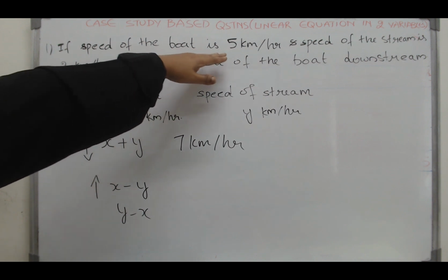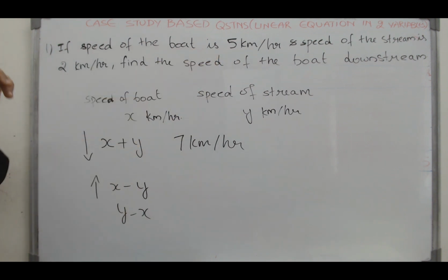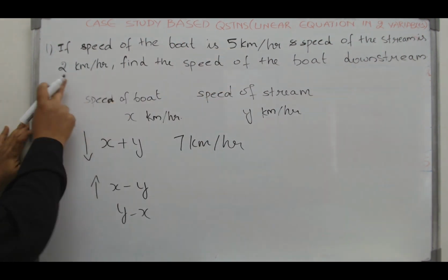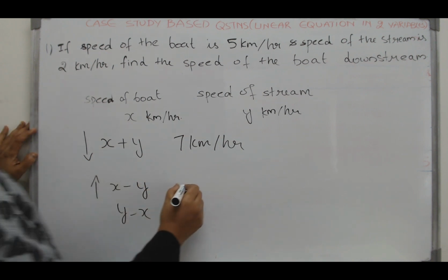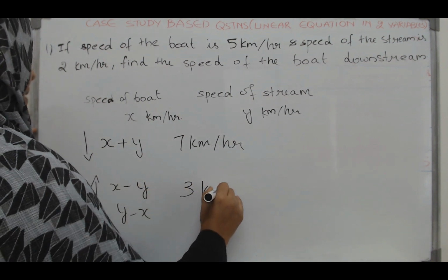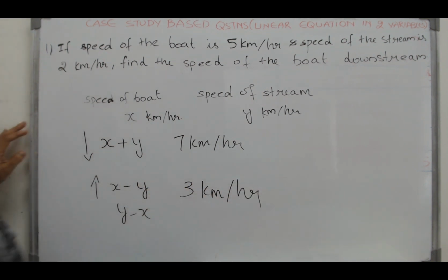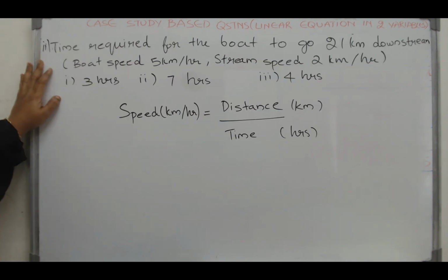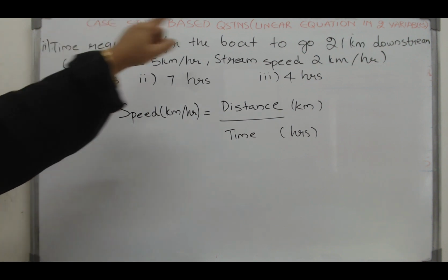So how much will be the speed when it is going up? It will be 5 kilometers per hour minus 2 kilometers per hour, which is what? It will be 3 kilometers per hour if it is going up. Now we move on to our next question. What is it? The distance is given.